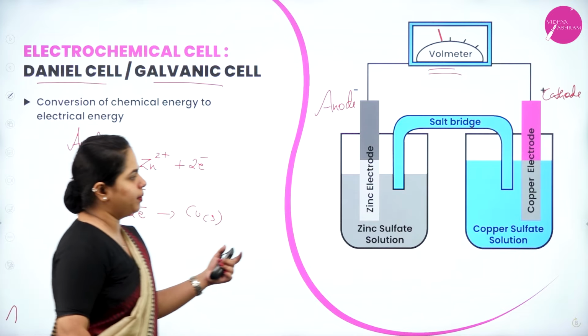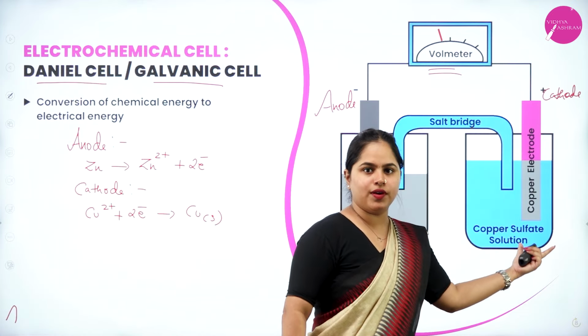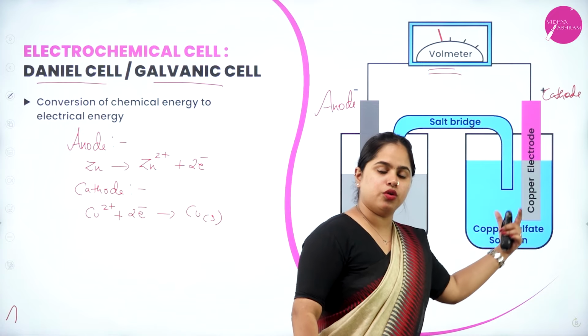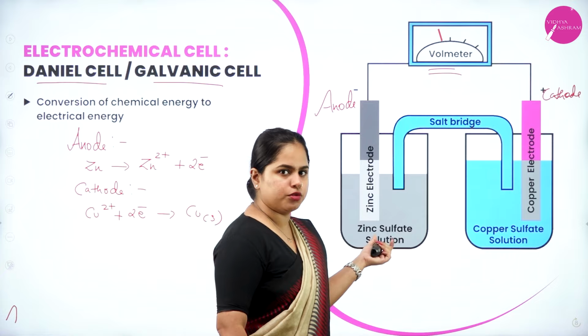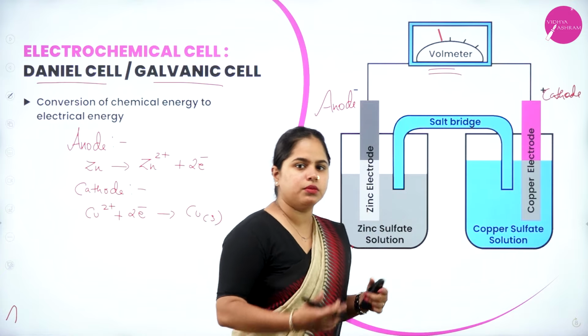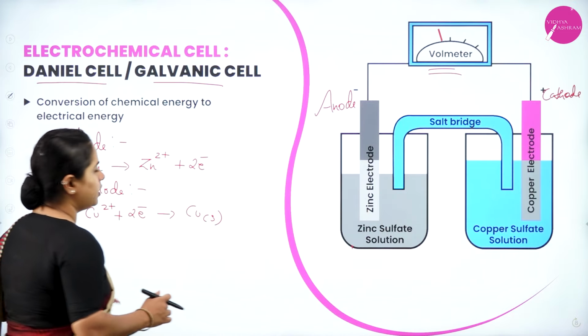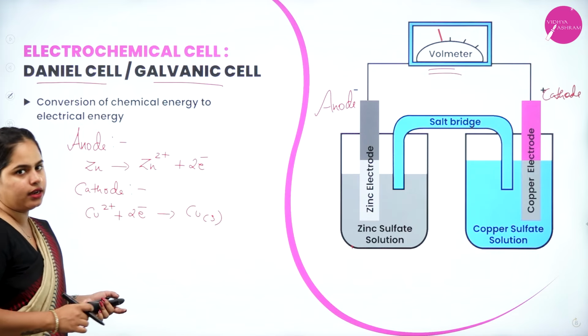So what is going to happen? The size of this copper electrode will increase because the copper is going to get deposited here. And what will happen to the size of your zinc electrode? It will get reduced because it is undergoing oxidation by the removal of electrons. So this is the reaction which is taking place at the anode and cathode.